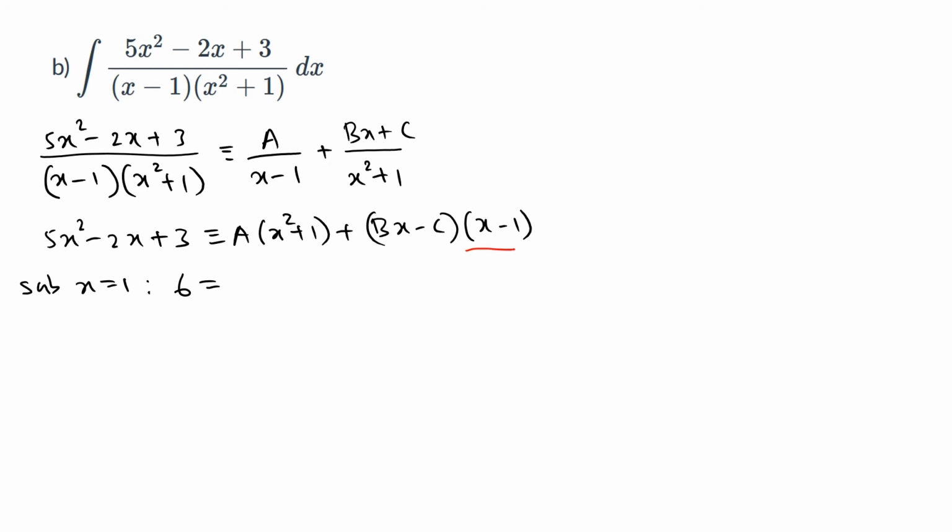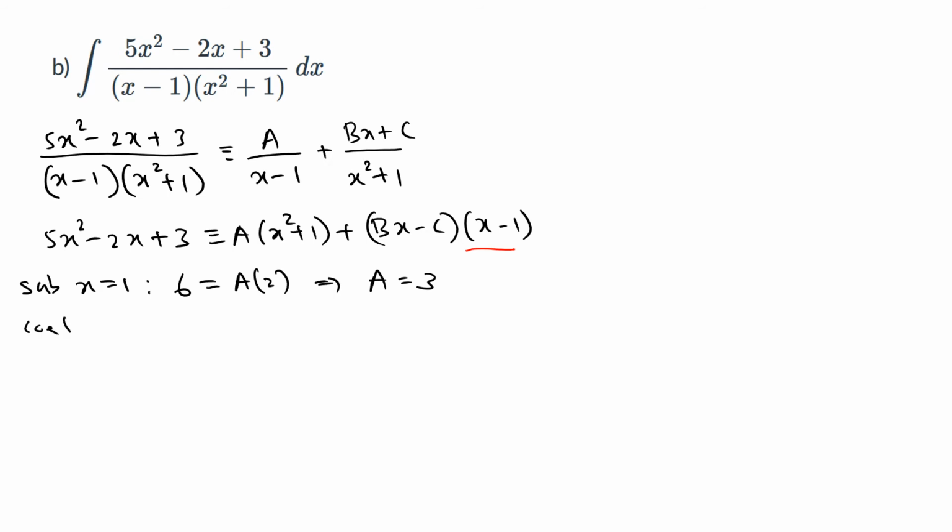You're going to get 6 equal, on the other side, when you plug in x equal 1, the second term gets cancelled. So you only get the first one. So you're going to get a times 2. So this is that a equal 3. And then we normally go with the coefficients. So let's go with the coefficients.